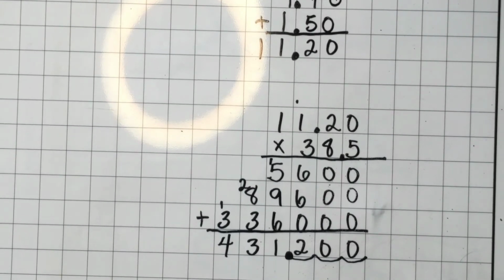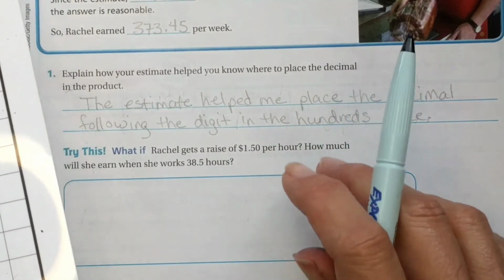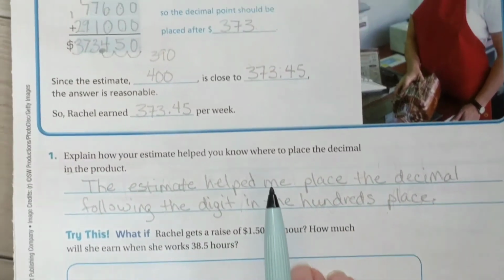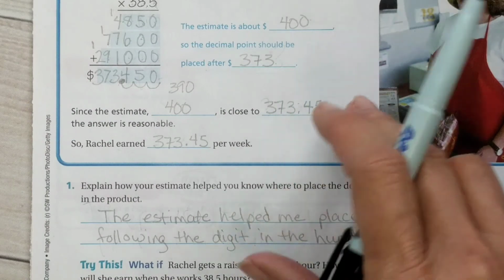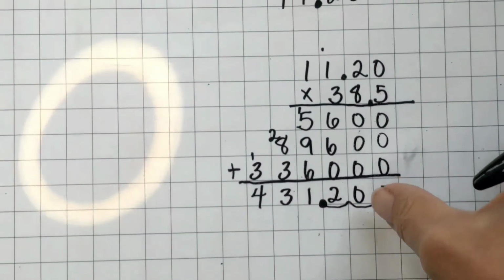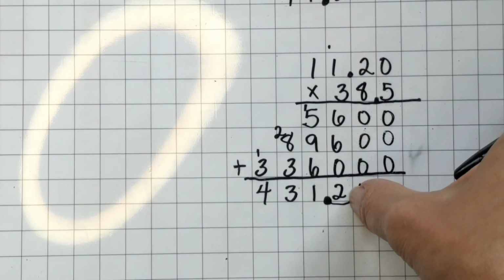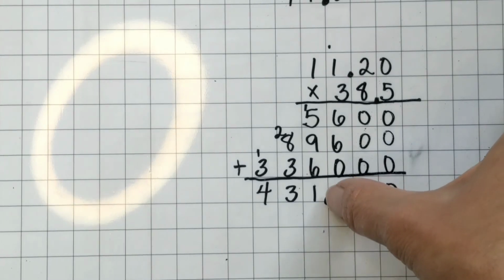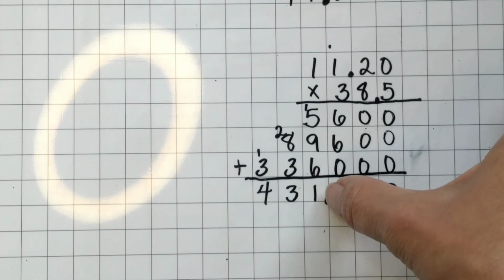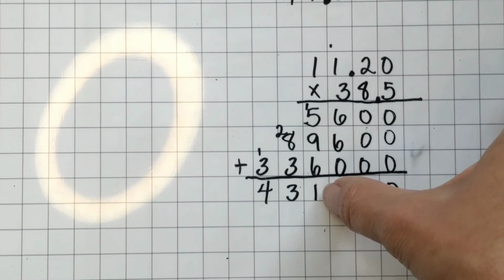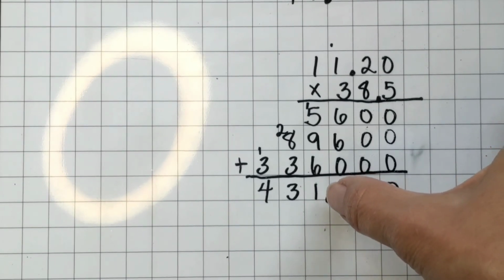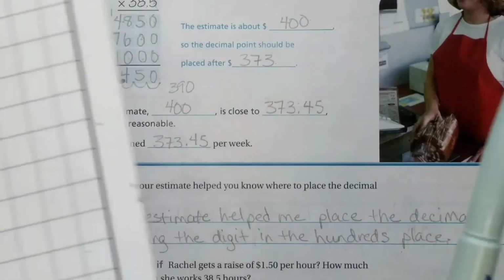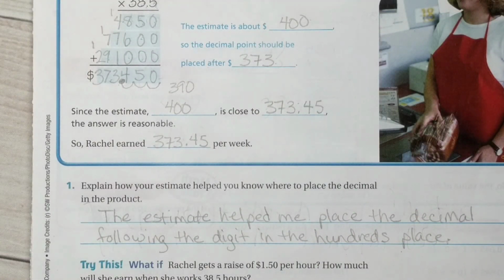Now, based on our original problem, is our answer reasonable? Would she suddenly be making $4,000 in that same time period? No, of course not. She's still going to be making in the hundreds. So our answer is reasonable. She'd be making a little over $400 a week now because of her pay raise. All right.